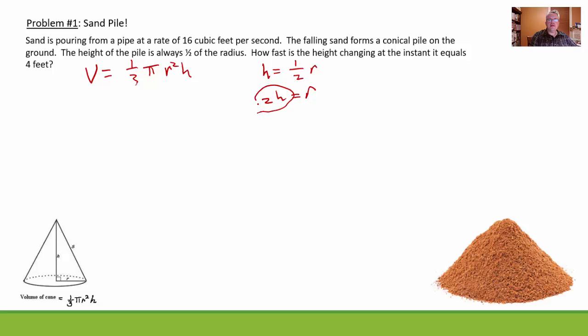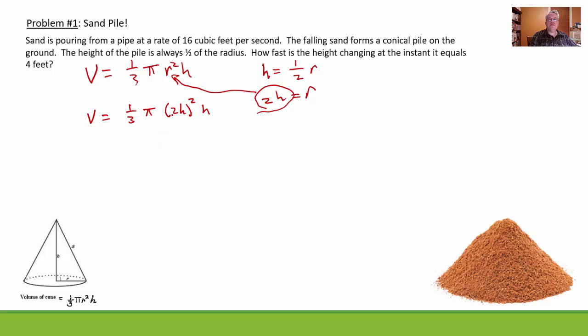I can take this and substitute it into the formula for r, and then I only have V and h. It's a way of getting a formula for just volume in terms of height. That's why this problem is tricky. All 4 problems have this kind of feature. So if I do that, I get volume equals 1/3 pi. Instead of r squared, we have 2h squared times h.